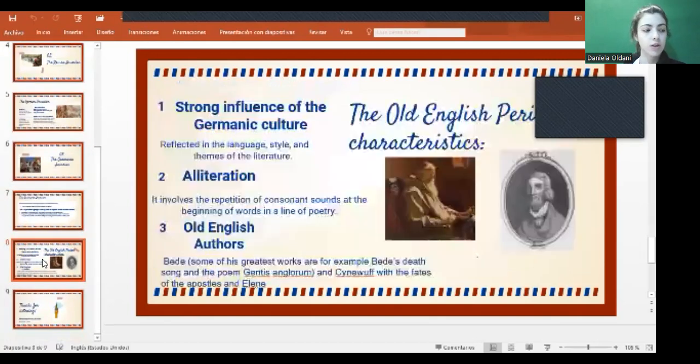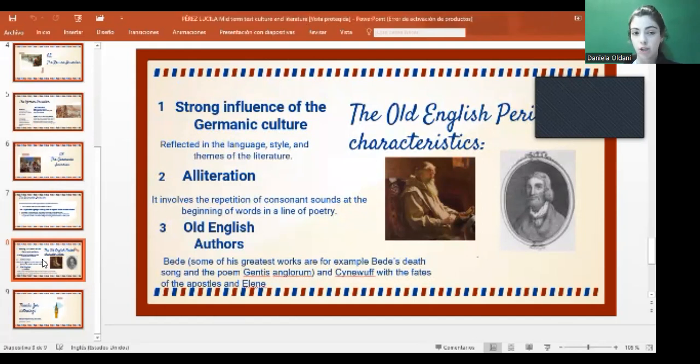Finally, we've got the period of literature that I have chosen, which is the Old English period, which is closely related to the last topic I mentioned before, which is the Germanic invasions. Some of the Old English period features are, number one, they had a strong influence of the Germanic culture. They relate so much in their culture and tradition, and it is reflected in the language style, themes of literature, etc.